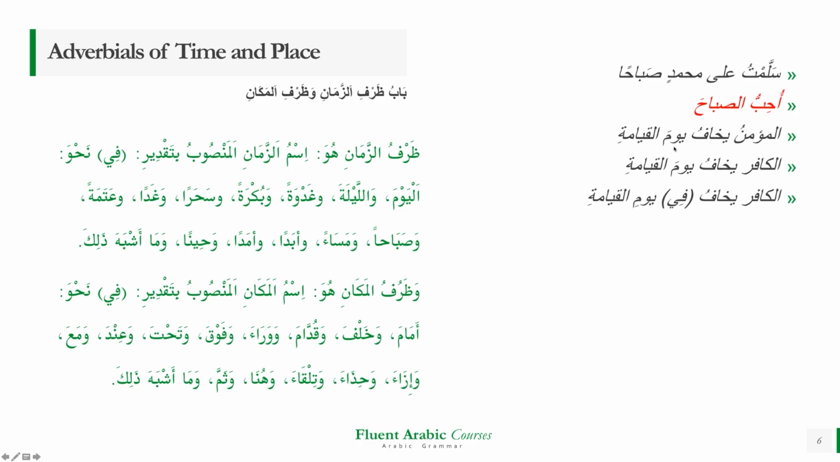Al-mu'minu yakhafu yawm al-qiyamah. Now this is a tricky sentence, so pay attention. The believer fears yawm al-qiyamah, the day of judgment. So is this a dharf or is it something else? Look at the next sentence as well. Al-kafiru yakhafu yawm al-qiyamah. So outwardly, both sentences look the same. But one of these sentences is a dharf and the other is not. How do we explain this?